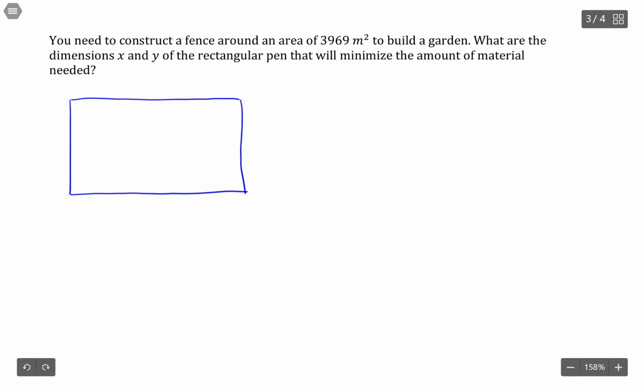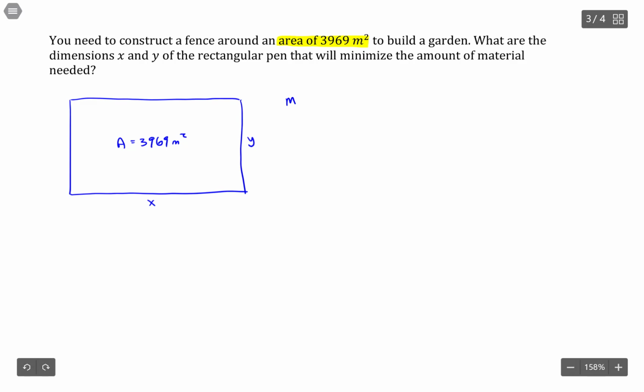And we know that the area of this pen is a constant 3,969 square meters. So the area is 3,969 square meters. The dimensions x and y, I'll call this x and that y, that's fine. We want to find those values so that we minimize the amount of material needed.